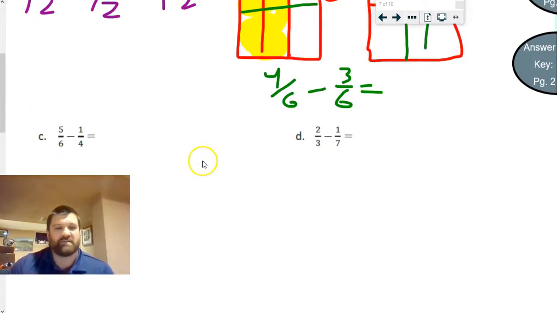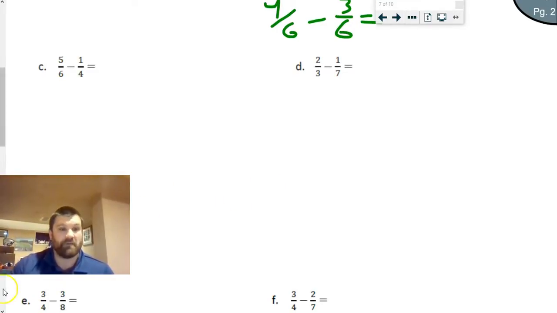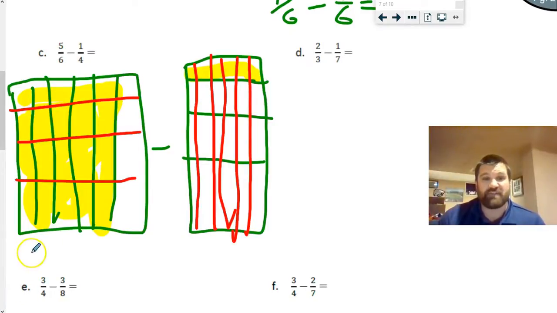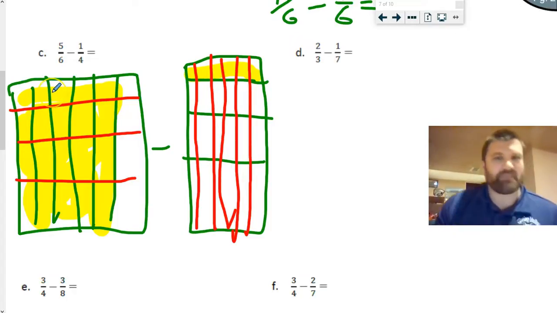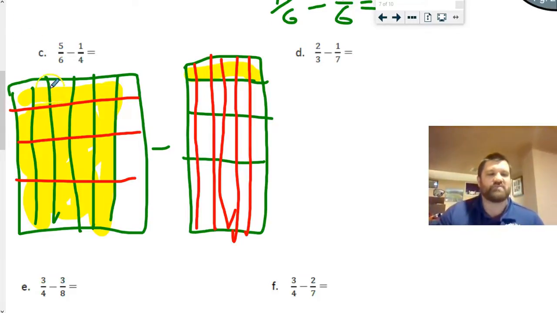Let's move on. So C and D, if you can do those on your own, go. Okay, so for C, you should have gotten something similar to this. You did 5/6 subtract 1/4. Then you end up with, remember, these are nothing but area models. And area, you just multiply length times width. It's repeated addition, which is nothing more than multiplication. So we've got 5 times 4, which equals 20, right? And then you add 4 more, and you're left with 20/24ths.